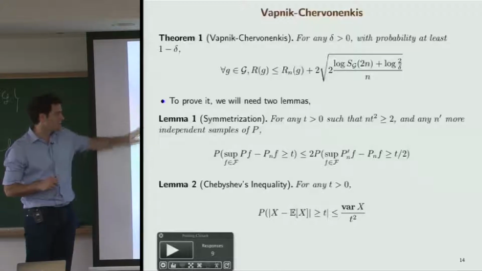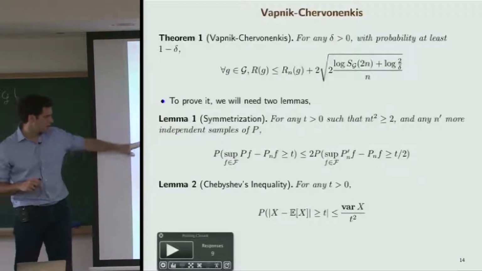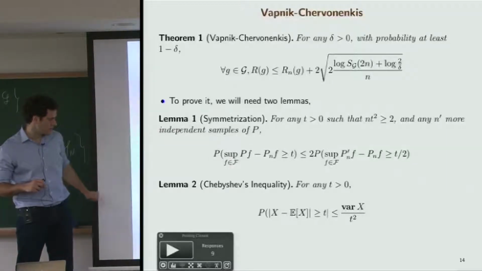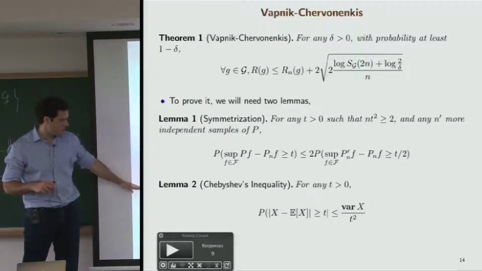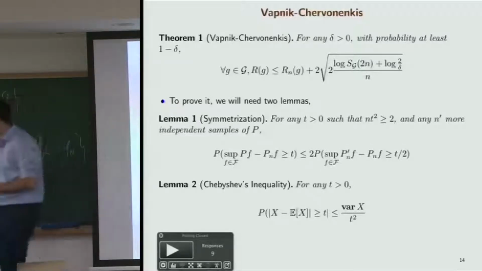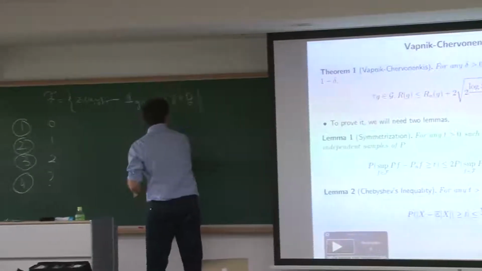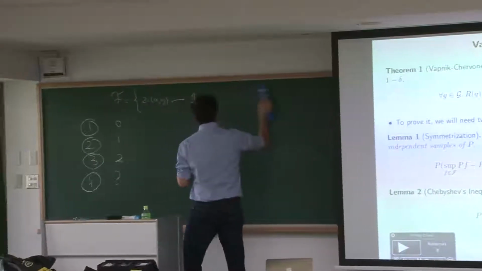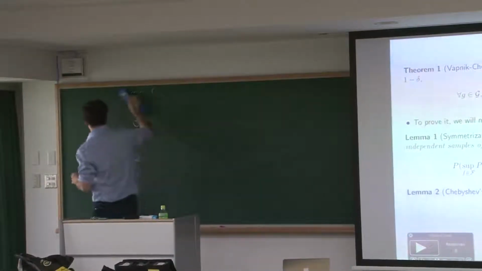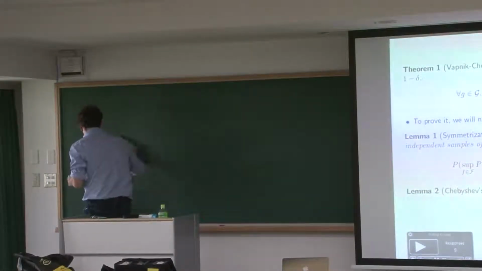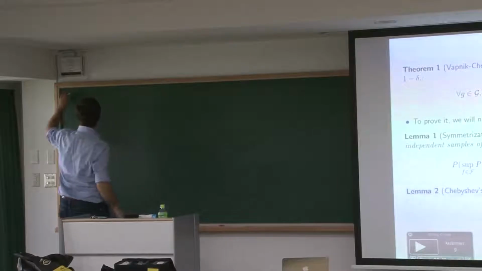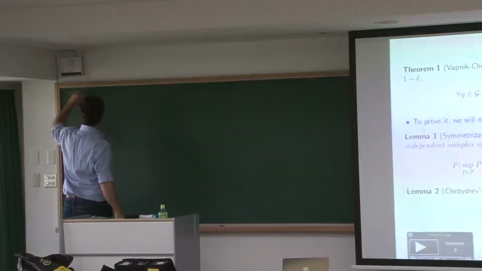And to prove it, we will need two lemmas. One is called the symmetrization, and we'll explain it. The second lemma is called Chebyshev's inequality, and I will assume that we have it. So let me just go into the proof. The first thing I'm going to prove is the symmetrization lemma.